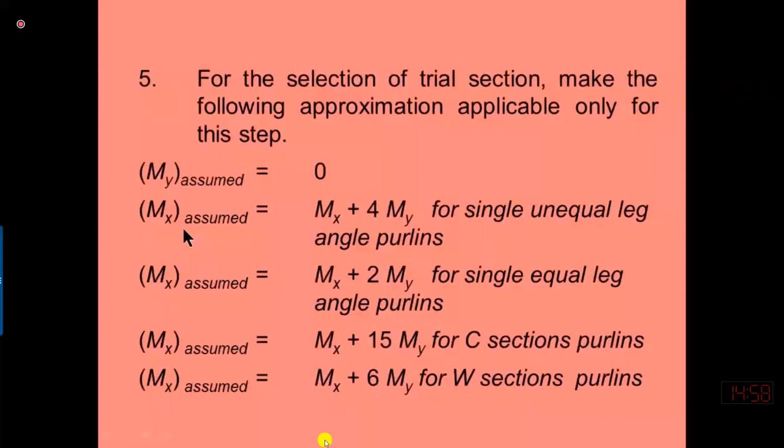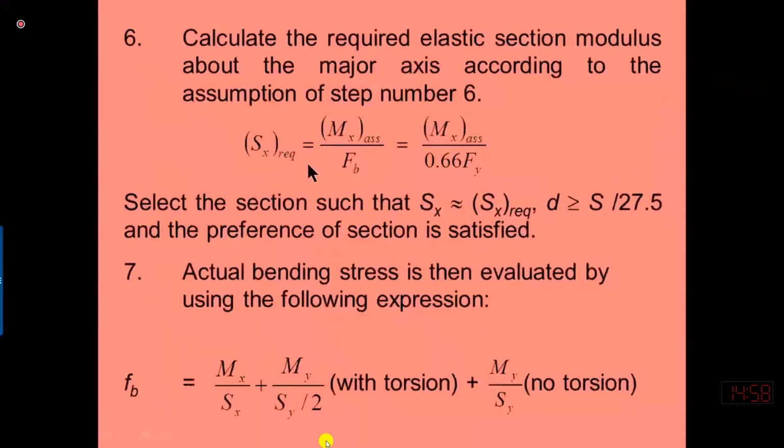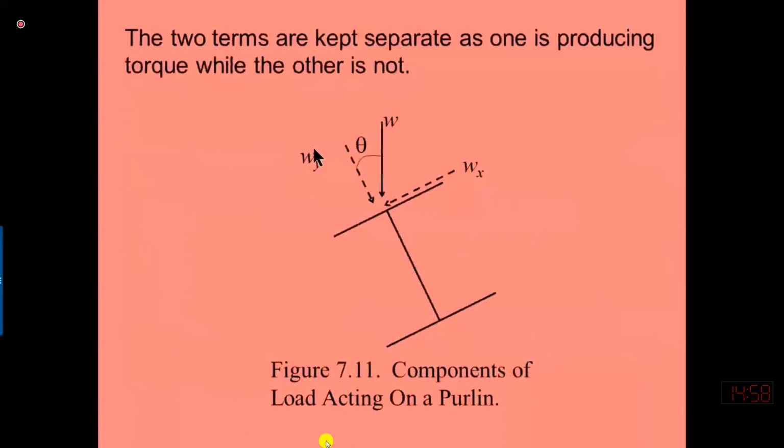So similarly, if we want to design as a channel, then Mx assumed value will be equal to Mx plus 15 times My. And if we want to design Perlin as an equal leg angle section, then Mx assumed value will be equal to Mx plus 2 times My. And if you want to select a W section as a Perlin, then Mx assumed value can be computed as Mx plus 6 times My. This equation I have already explained because we have derived this equation earlier.